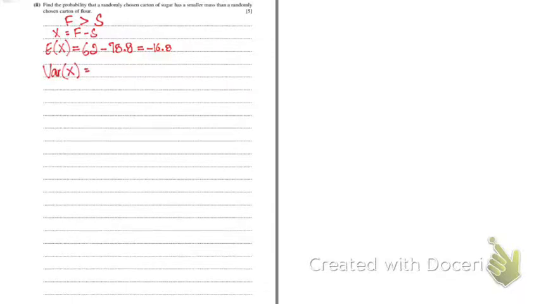The variance will be 10 squared plus 12.6 squared. So your variance is 258.76. Then the same stuff, X follows a normal distribution. Here the mean will be minus 16.8 and the variance will be 258.76. And you're finding the probability of X greater than 0.